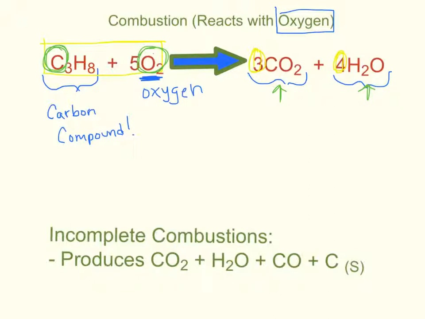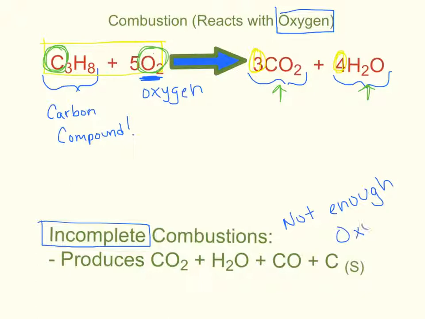Okay. Now, what we do have down below is an incomplete combustion reaction. What that means is we do not have enough oxygen to complete this reaction fully. Okay, so say propane is reacting with oxygen, but there's not enough oxygen. It's going to produce, yes, carbon dioxide and water, like a complete combustion reaction, but it is also going to produce carbon monoxide and solid carbon. All right, so be able to differentiate between those two.